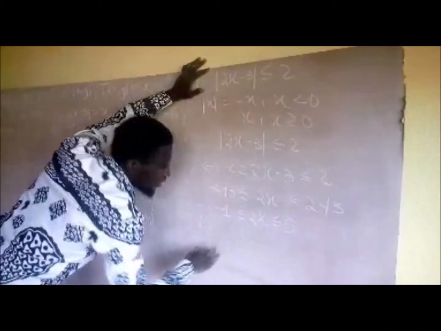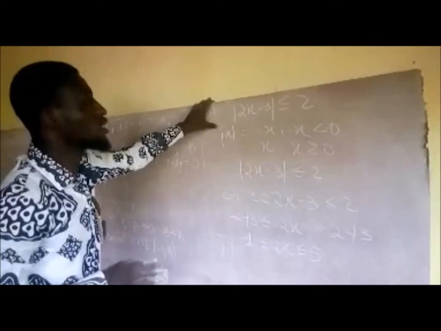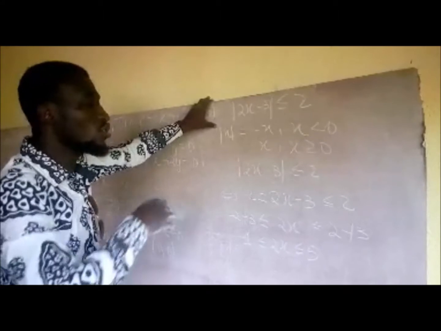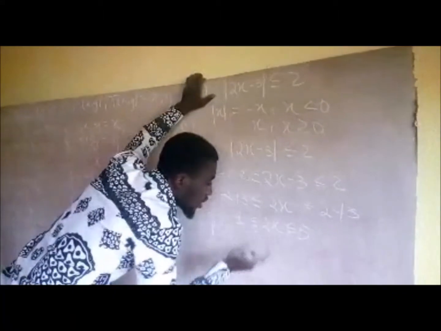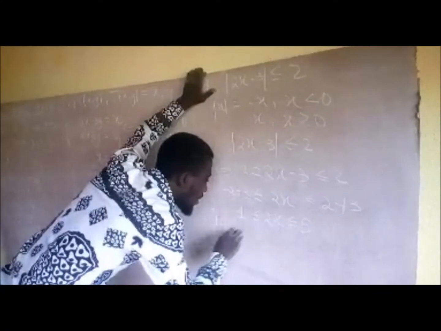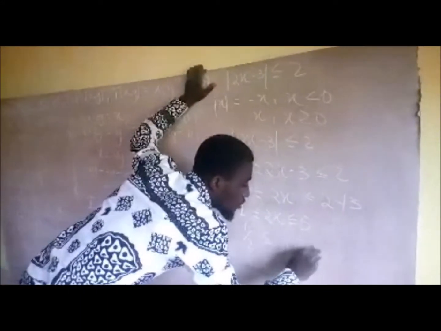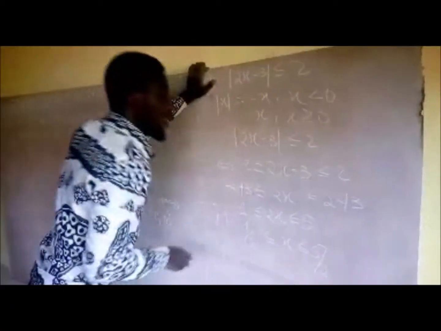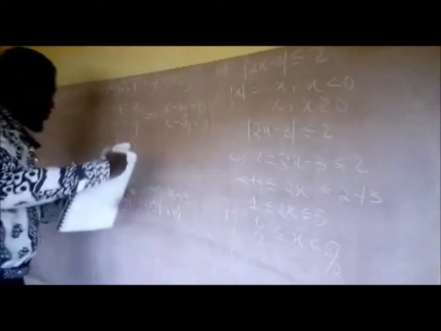So we can divide all through by 2. Remember, we don't divide inequalities by negative numbers, unless we change the direction of the inequality. Since 2 is a positive number, we can divide. So I'm going to have a half less than or equal to x less than or equal to 5 on 2. So the range of values is x lying between a half and 5 on 2.